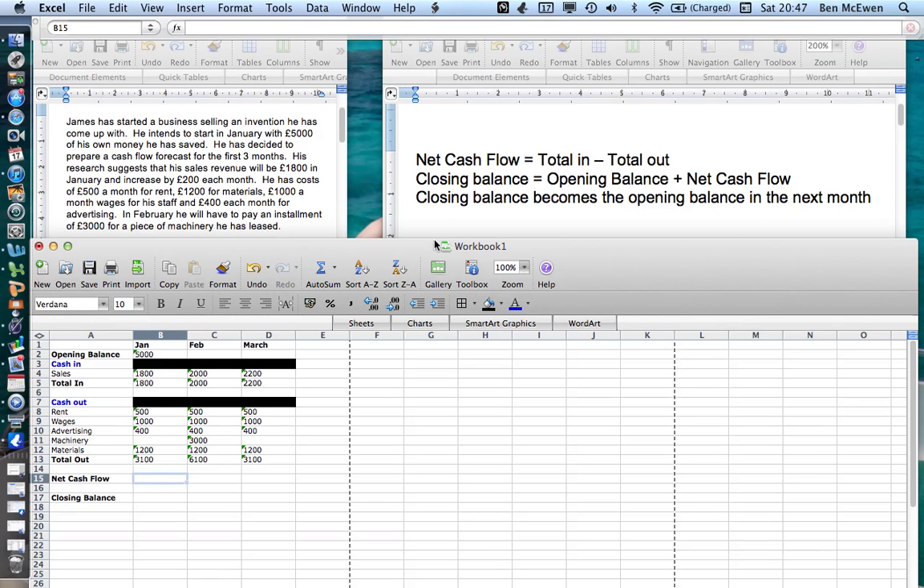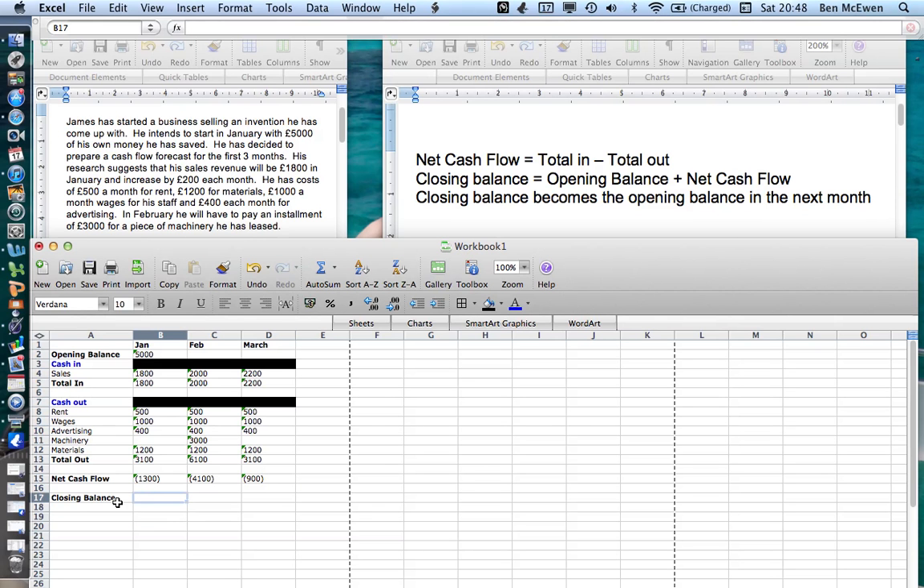So from this, we can work out the net cash flow. We know the total in, we can take away the total out, and that will give us the net cash flow. So here, 1,800 in, 3,100 out means we've got a negative balance of 1,300. In this month we've got 2,000 in but 6,100 going out, so again we've got a negative cash flow of 4,100. And then the final month we've got 2,200 coming in, 3,100 going out, so that is a negative net cash flow of £900.